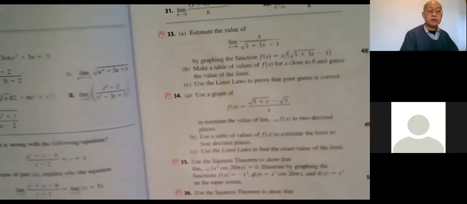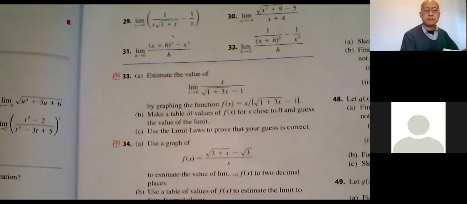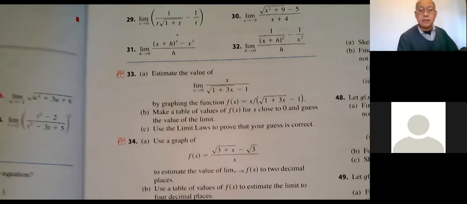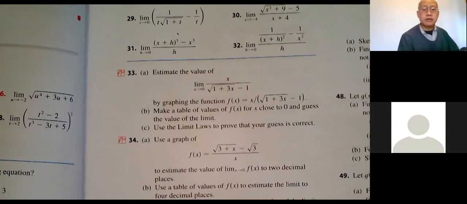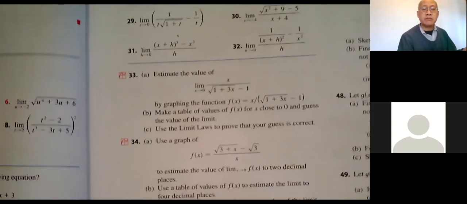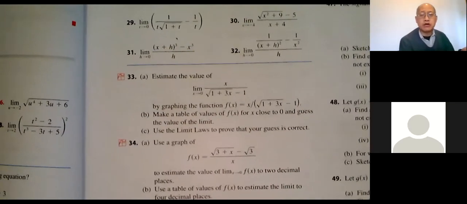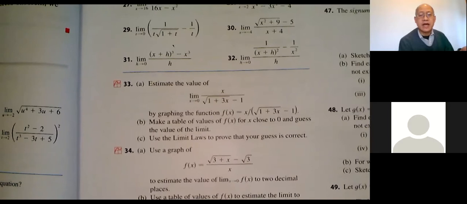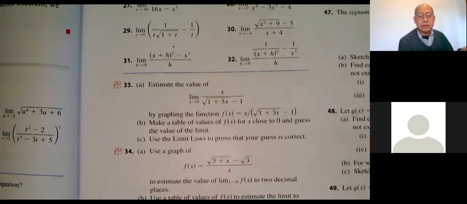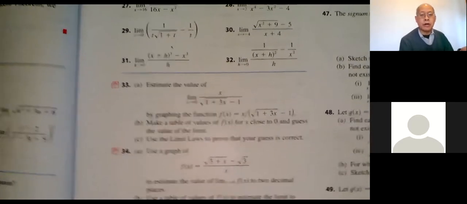Okay. Next one I'm going to show you is 31. Limit as h approaches 0 of x plus h cubed minus x cubed all over h. This time our expression has two variables, x and h. And that's not actually going to be so unusual. We're going to see that more and more.